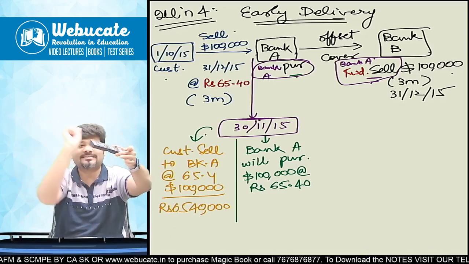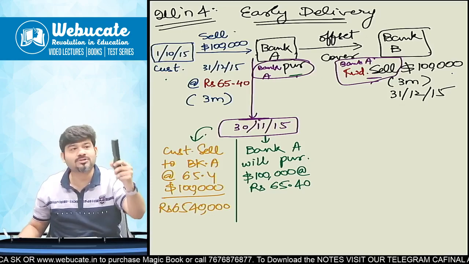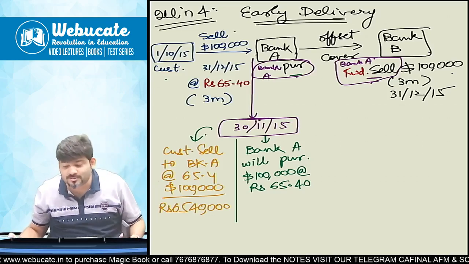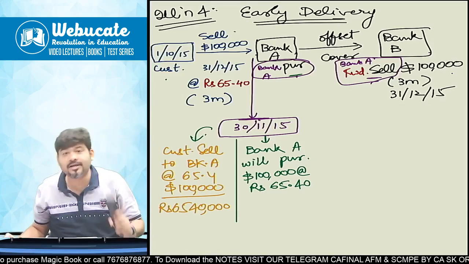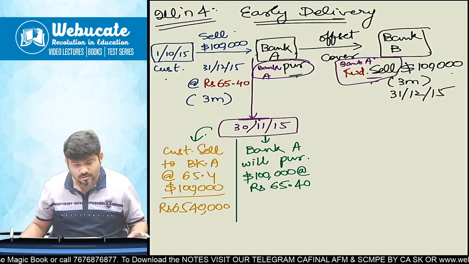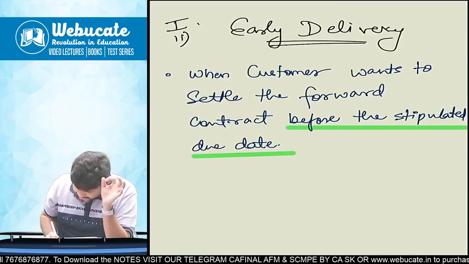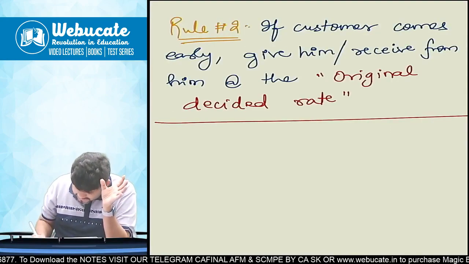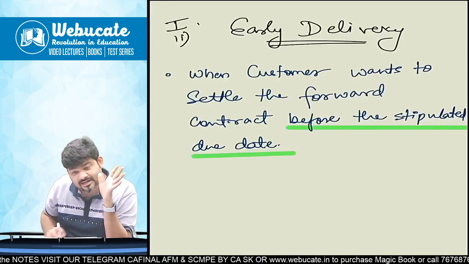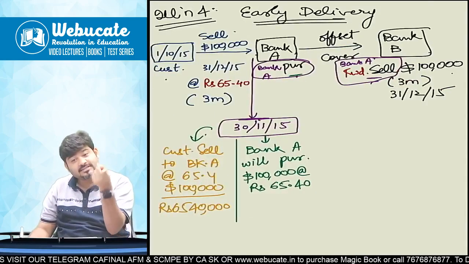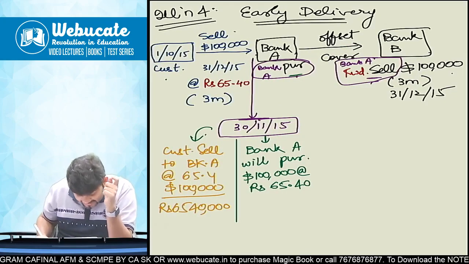FEDAI says sell this immediately. You cannot keep this with you. This is very risky. Sell this immediately in the spot. Sir, but at what rate? Whatever is the rate prevailing, sell this immediately. Full stop. Okay, we'll do that, sir. So, when the customer wants to settle the forward contract, give him or receive from him at the original decided rate. We have done that. Now what we have to do is enter into the opposite transaction. So if bank has purchased, it will immediately have to sell.